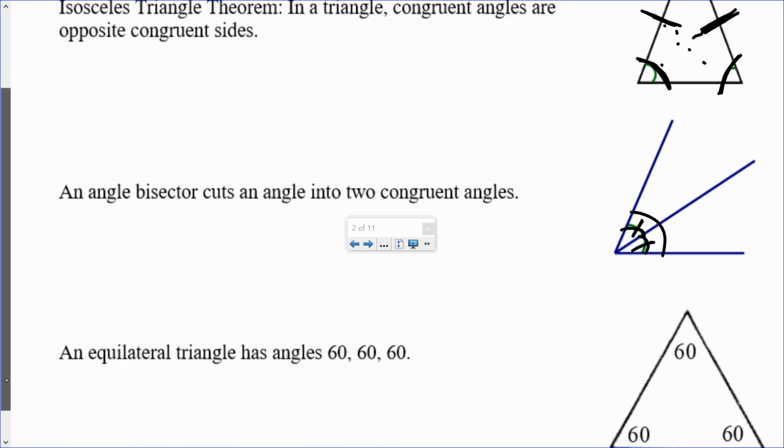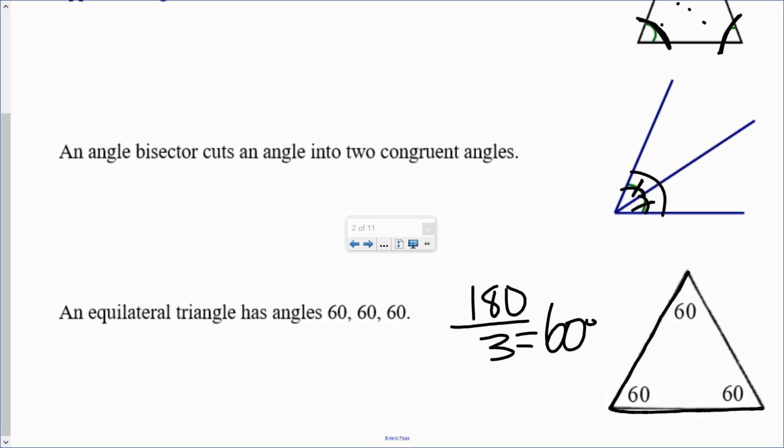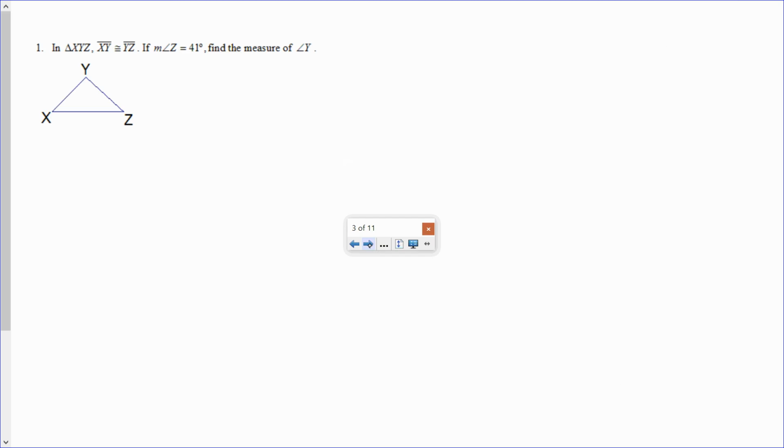And finally, an equilateral triangle. We said that an equilateral triangle has all of its angles the same. And since the angles of any triangle add to 180, any equilateral triangle will have angles 60, 60, 60. The sides can be whatever. It could be 2, 2, 2, 5, 5, 5, 8.2, 8.2, 8.2. But any equilateral triangle, its angles will always be 60, 60, 60. So we're going to get some practice utilizing these rules. And then in the next lesson, which is a very, very important lesson, we're going to put those all together.